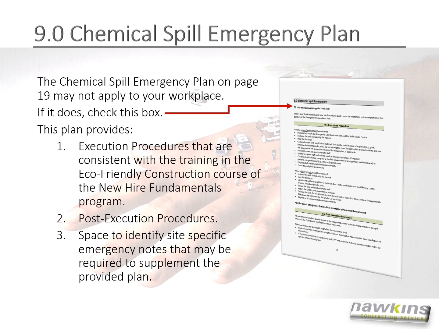The chemical spill emergency plan is found on page 19, and it may not apply to your workplace. If it does, check this box. This plan provides execution procedures that are consistent with the training in the eco-friendly construction course of the new Higher Fundamentals program, post-execution procedures, and a space to identify site-specific emergency notes that may be required to supplement the provided plan.